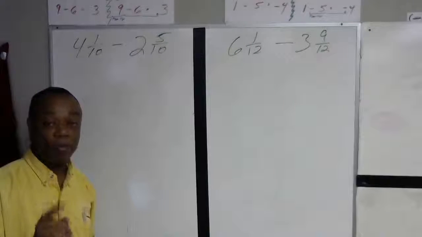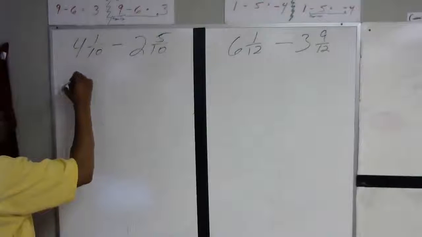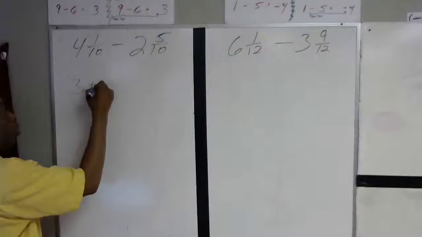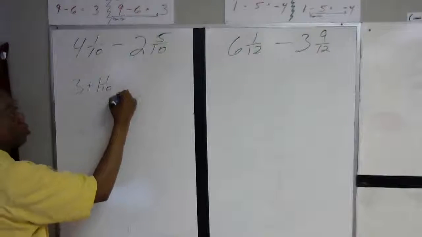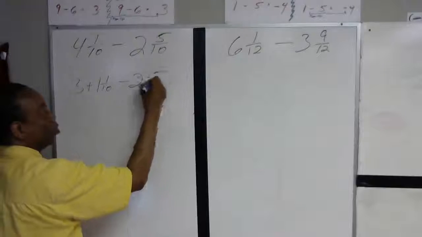We're going to borrow 1 from the 4. So I'll make it 3. And the 1 that we borrow will go next to the 1/10. Now we'll bring down the rest of this.